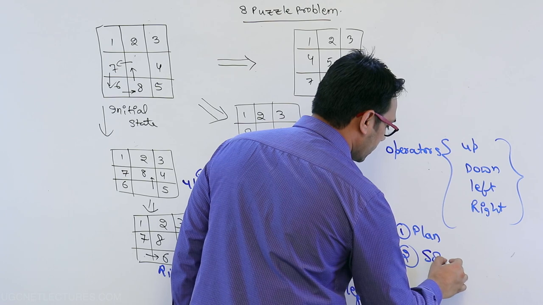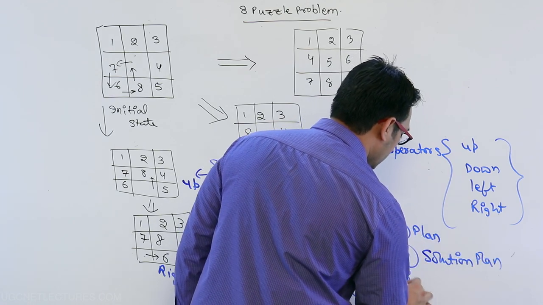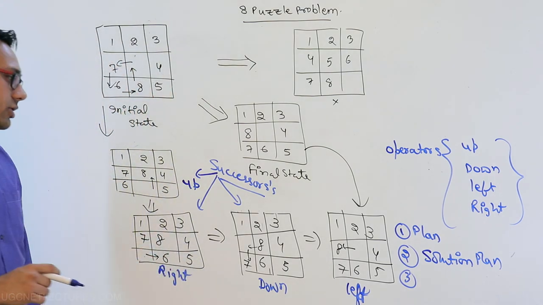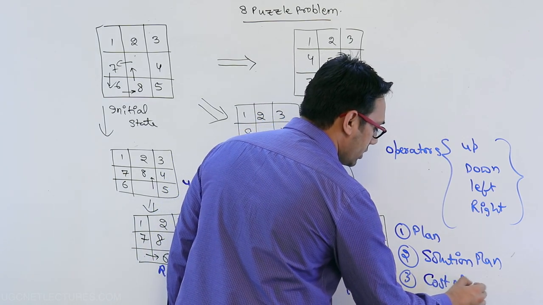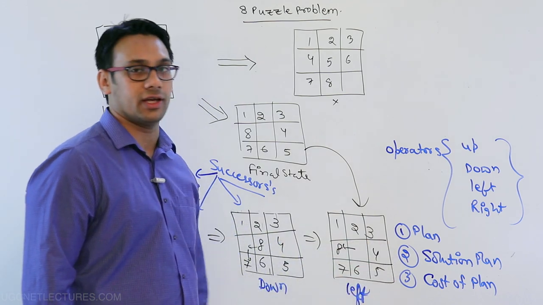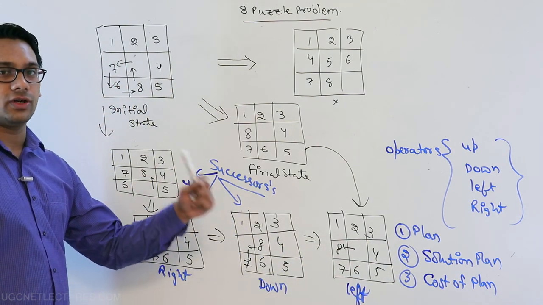We discussed the solution plan. And the third terminology in the case of a plan, solution plan, is the cost of plan. We have plan, we have solution plan, and we have cost of plan. Plan means the sequence of actions which you are taking.